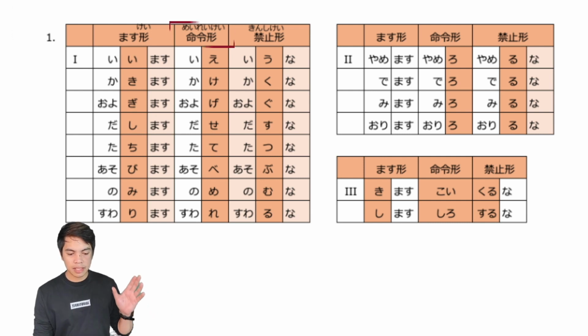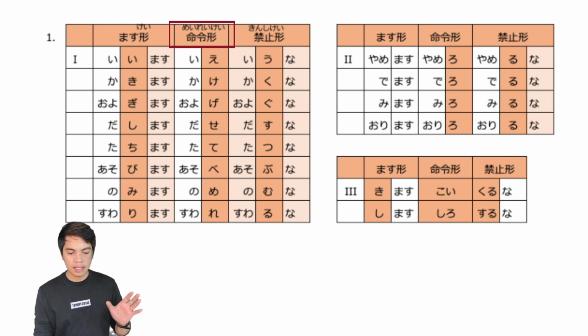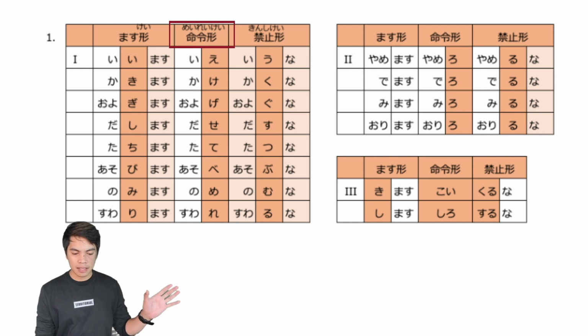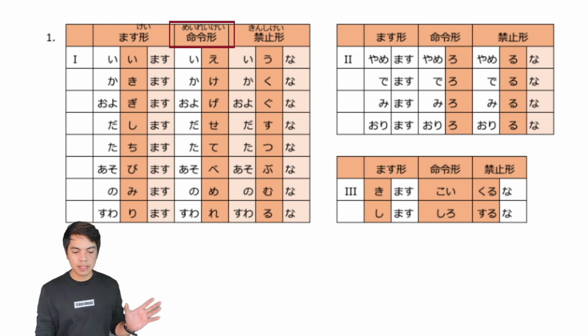So for example, iimasu, ii, ie, ie. Next, kakimasu, kaki, kake, kake. And the verb oyogimasu, oyogi, oyoge. Dashimasu, dase. Tachimasu, tate. Asobimasu, asobe. Nomimasu, nome. Suwarimasu, suware. So these are the meirei kei, or the imperative form of verbs.